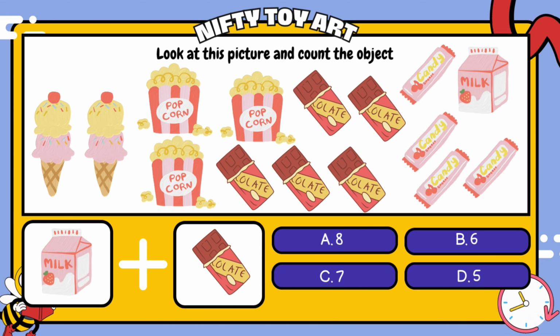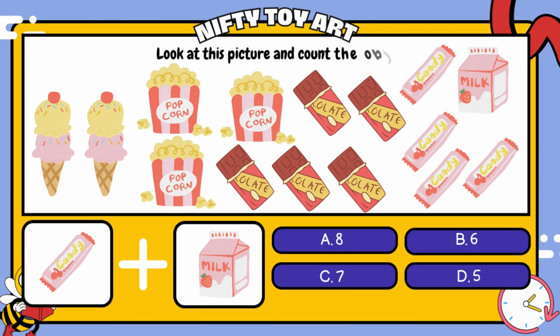I want to take all the milk plus the chocolate. So what is the total number of foods? That's right, 6. I want to take all the candy plus the milk. So what is the total number of foods? That's right, 5.